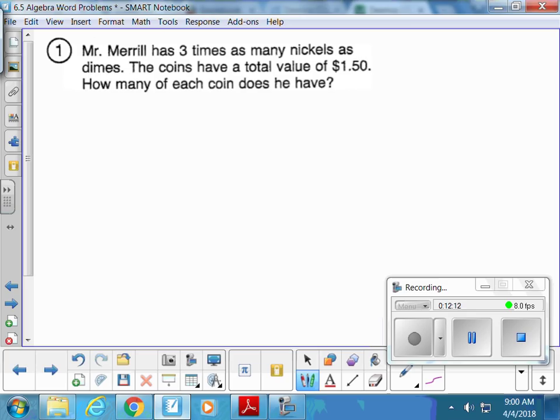Mr. Merrill has 3 times as many nickels as dimes. I had trouble thinking about this. 3 times as many nickels as dimes. So he has more nickels, right? More nickels. So I used N and D. I had N equals 3 times dimes. And if you don't believe me, you can put some fake numbers in. Like, let's pretend he has 10 dimes. That would mean he has 30 nickels. Because 3 times as many.